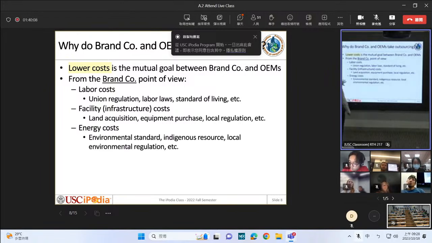Now, the last thing which many people ignore, one of the reasons outsourcing occurred from brand companies, is the energy cost, okay? The energy cost has always been a major driver in production because it takes energy to produce things, right? Particularly in the developed region, not only is the energy cost high, a lot of times it's because of regulation, because of the environmental regulation, right?